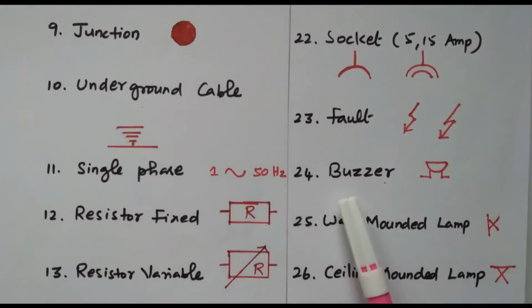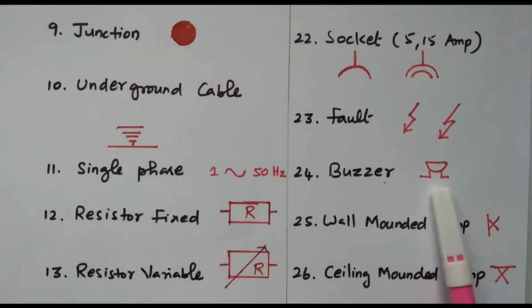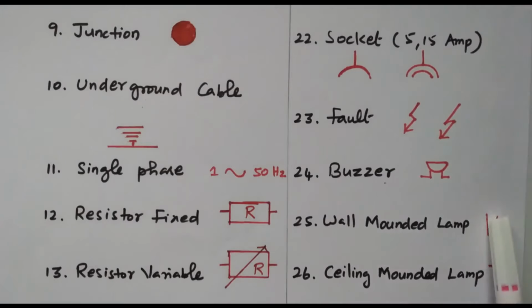Then buzzer is represented by a semicircle below which the lines are available. Then wall mounted lamp. This cross mark, on this side one line is there, the left hand side. It means that it is a wall. Over the wall the lamp is available. Then ceiling mounted, same cross mark, the line is at the top. This is the ceiling, the ceiling over which the lamp is available. So this line represents a wall, this line represents a ceiling.